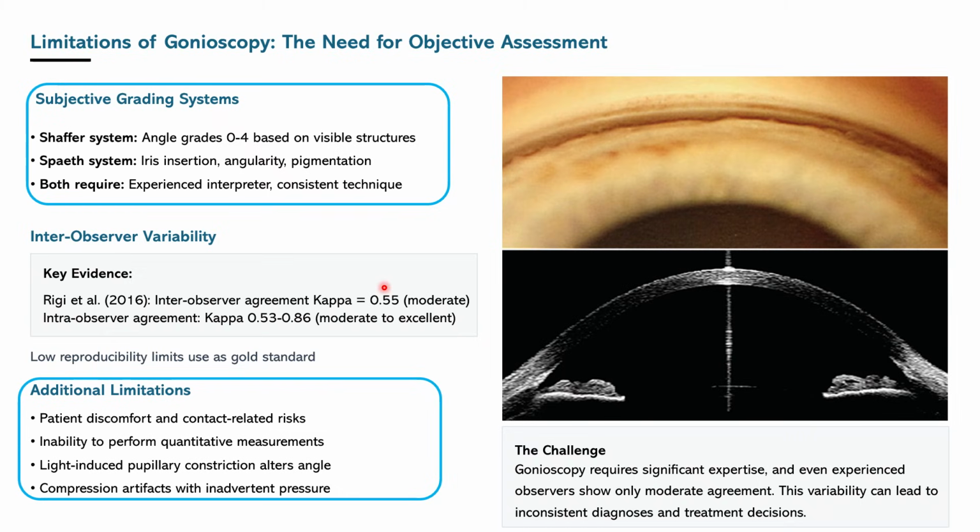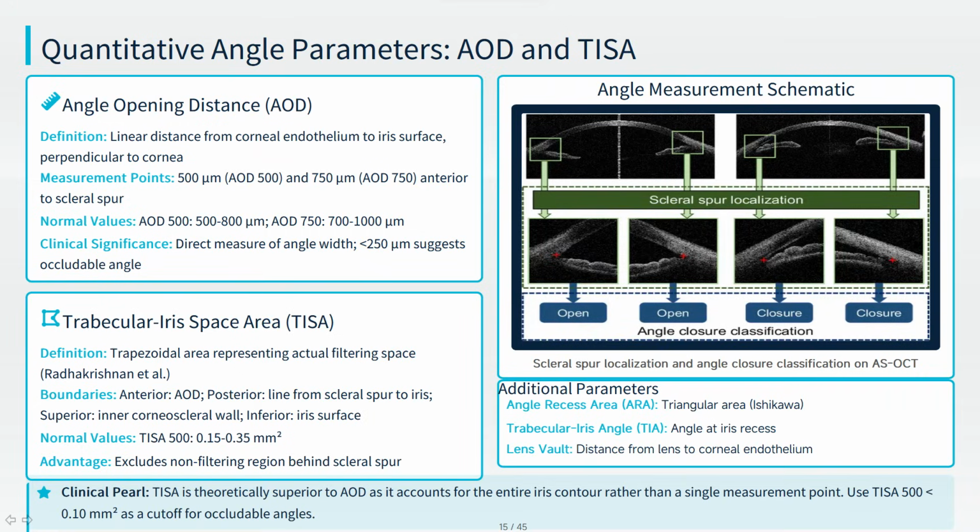That's why the shift toward a non-invasive, quantitative analysis of the angle is very useful in this regard. There are a lot of quantitative angle assessments and angle parameters that we have to study in detail, especially what is known as the angle opening distance and the trabecular iris space area, TISA. Now, as I said before, one of the important landmarks to determine these two variables is the scleral spur. The scleral spur is here. We have to determine the scleral spur, and based on that we can determine the angle opening distance and the trabecular iris space area.